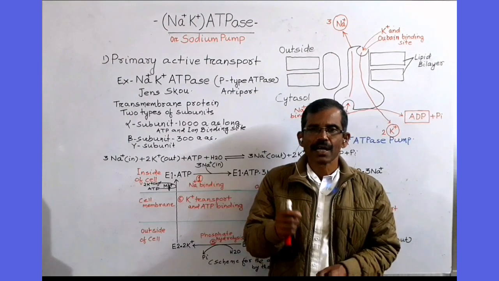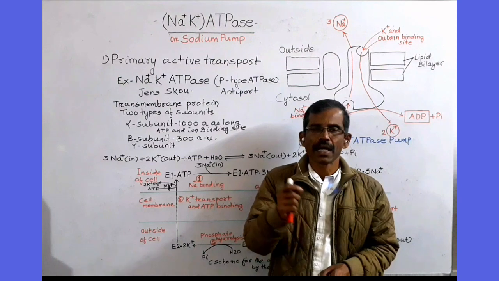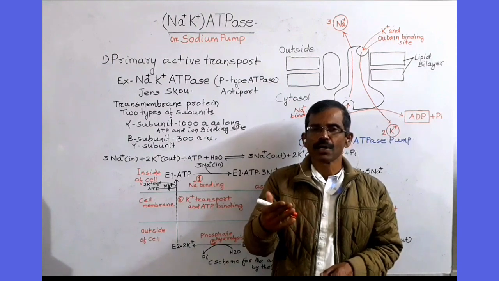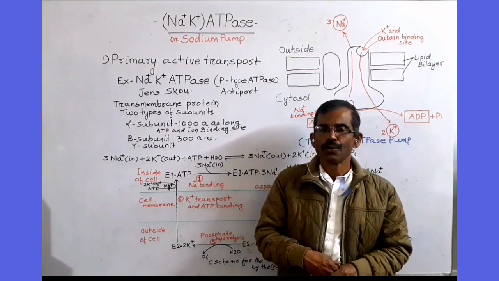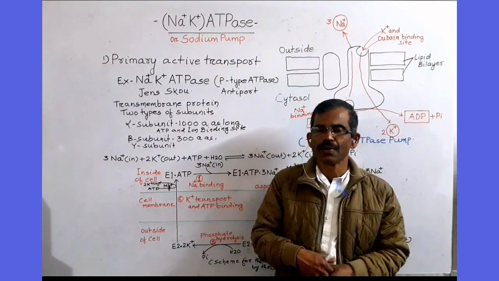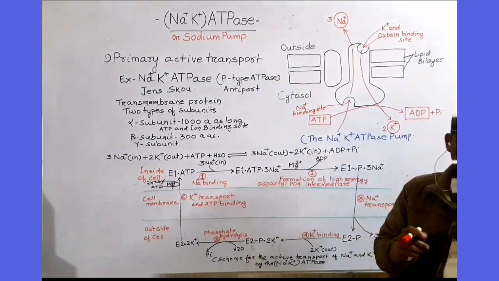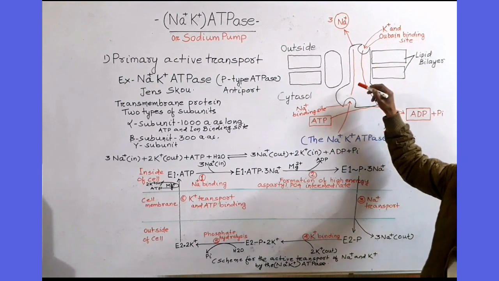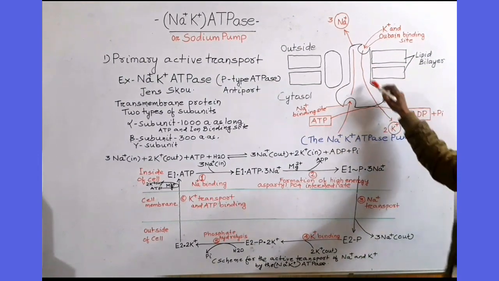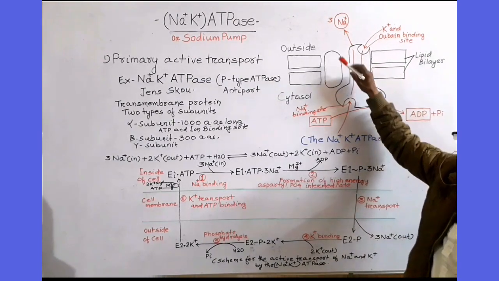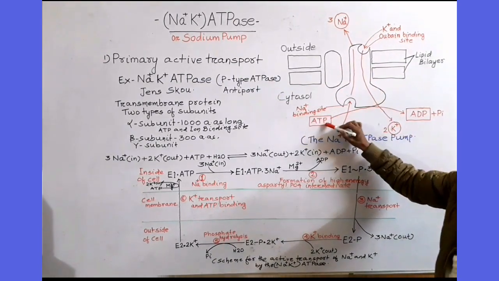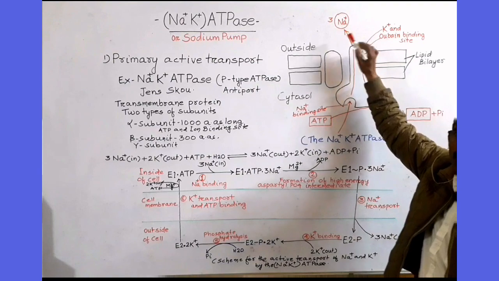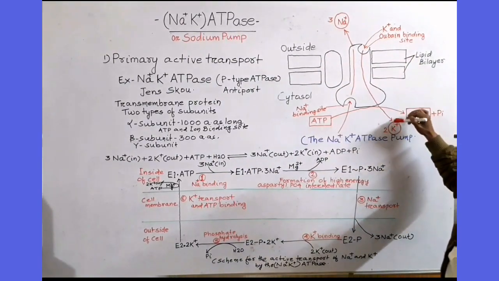So Na+K+ ATPase is a primary active transport that pumps 3 sodium ions out of and 2 potassium ions into the cell with the concomitant hydrolysis of ATP. The overall stoichiometry of the reaction is like this. This figure explains the function of Na+K+ ATPase. This is the alpha subunit and this is the beta subunit. For each molecule of ATP hydrolyzed, 3 sodium ions are pumped out and 2 potassium ions are taken into the cell.